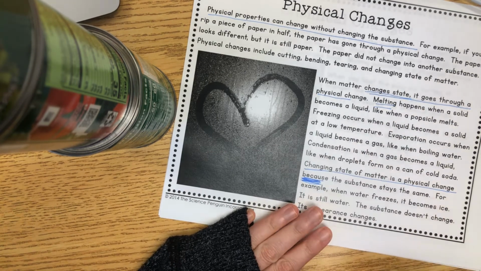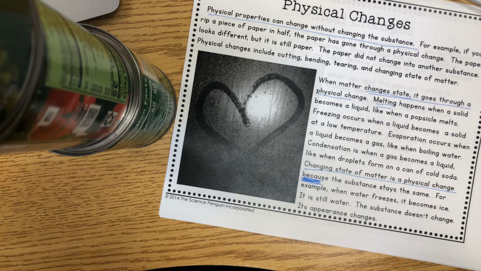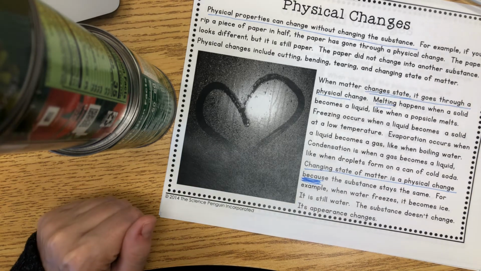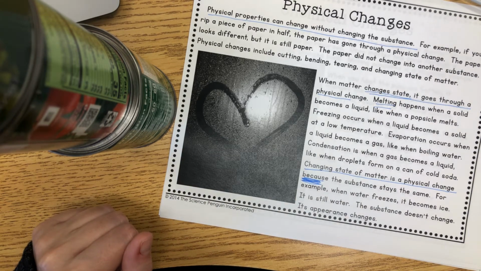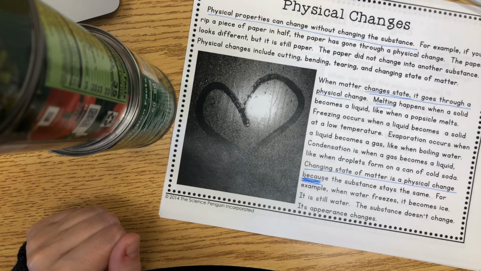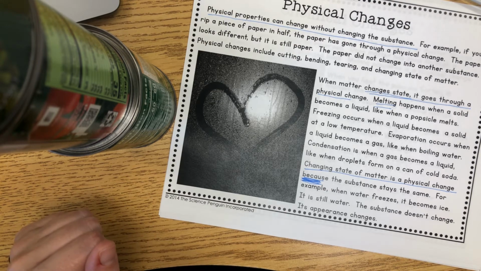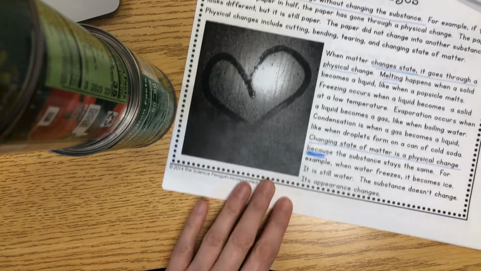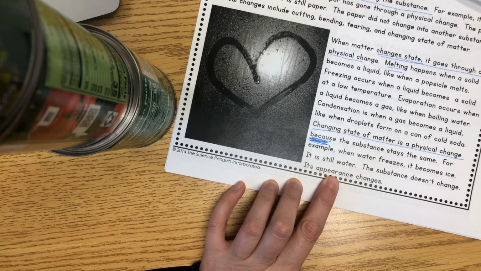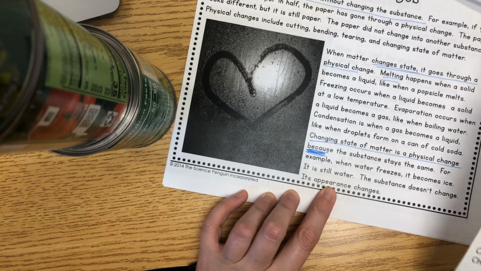Whenever I see the word because, I'm like, oh, they're going to explain the why of something, so it's important for me to pay attention to that. Changing state of matter is a physical change because the substance stays the same. For example, when water freezes, it becomes ice. It is still water. The substance doesn't change. Its appearance, which is part of its physical properties, does change.